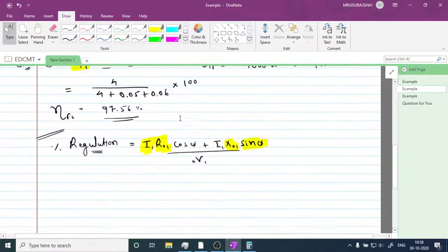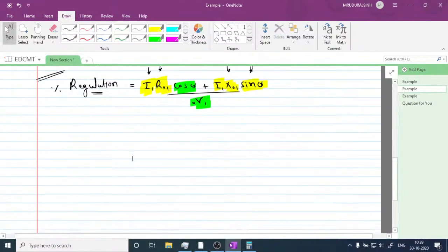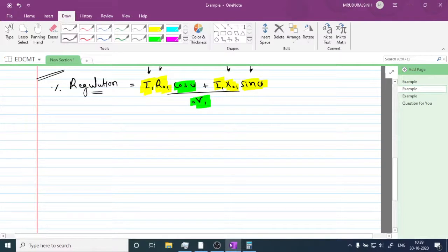Now cos φ and supply voltage, this green data is known to us and this yellow data that we need to calculate. So before calculating this percentage voltage regulation, we'll go for these individual quantities I1, R01, X01 and sin φ, right? And then we'll place all the values in percentage regulation. So what we'll do, we'll divide this section into two parts, and from the right hand side part we'll start calculating the I1. So now we are calculating the I1.